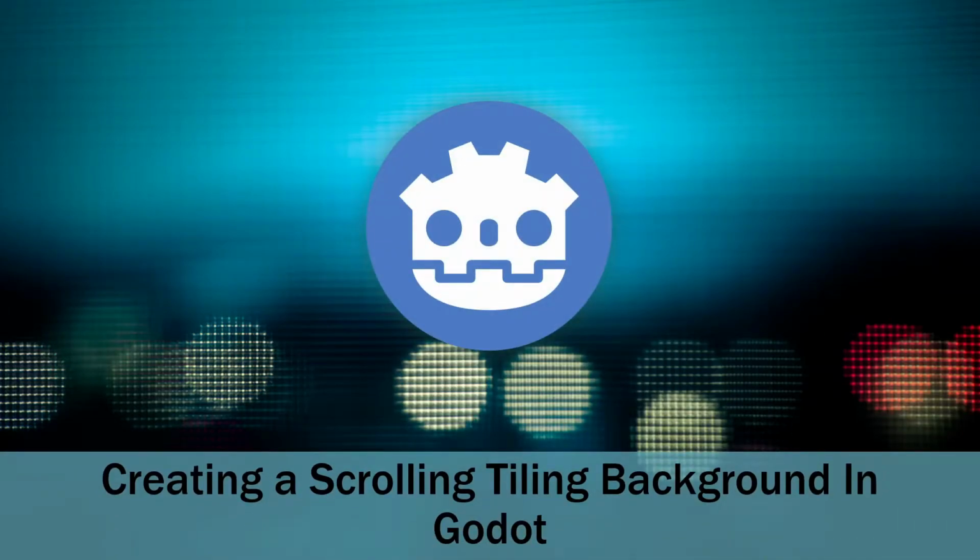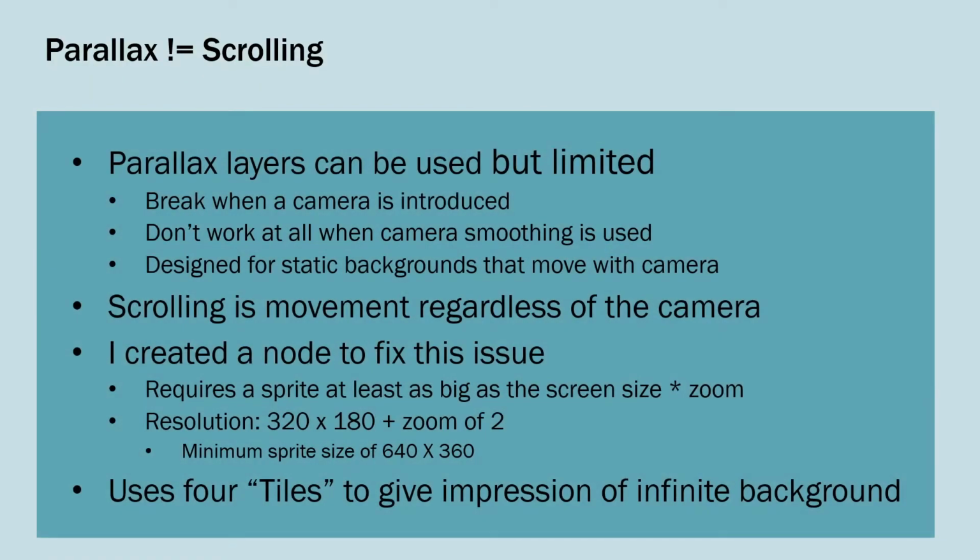Hi everyone, I've made a scrolling and tiling background in Godot, and I thought I would just share how I did it. So just a quick note, at the moment in Godot you can currently make a parallax layer scroll, but parallax is not the same as scrolling. So essentially parallax is moving when the camera also moves, but scrolling is moving regardless of the camera. Therefore, whenever you introduce a camera, the parallax layer breaks.